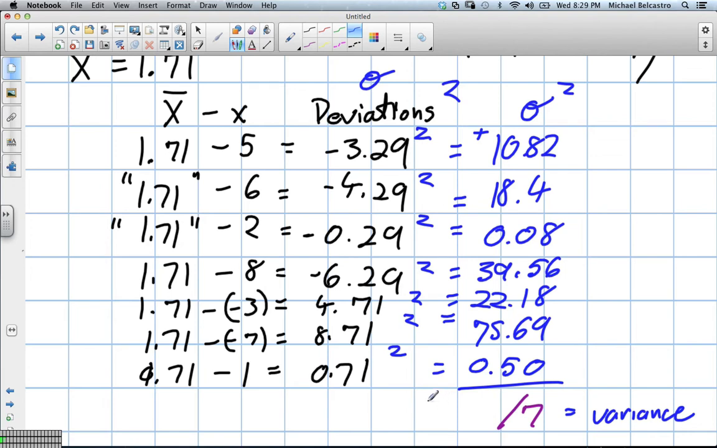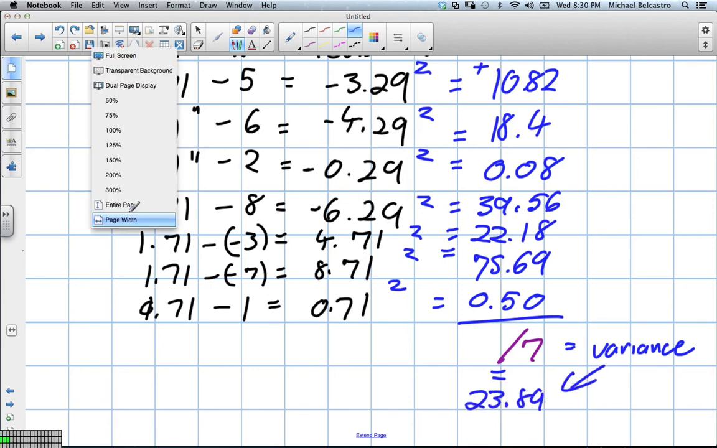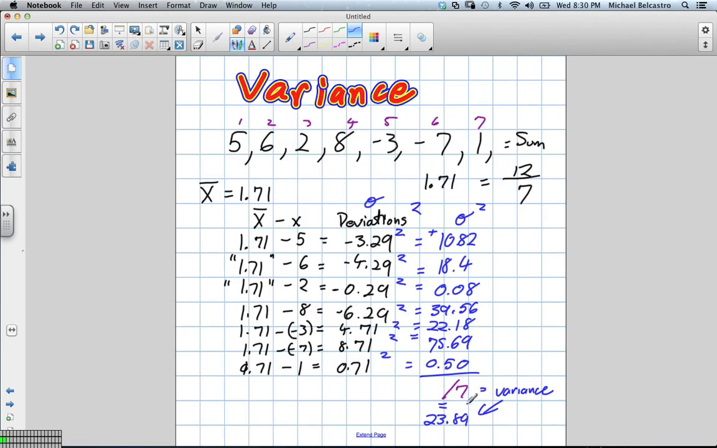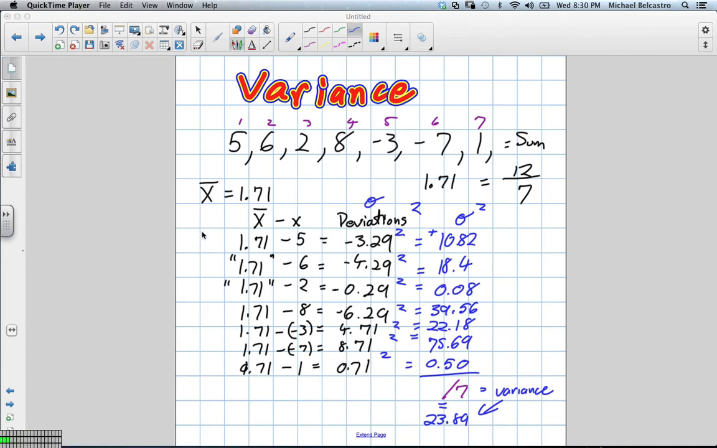$23.89. Is that the variance, or is that all of them added together? Variance. Oh, that's it. So you already divided by 7. Yeah. Okay. So you divided by 7, and you got, say it again? 23.89. Okay? So this is our variance in the end. So that's how we calculate the variance of something. It's a longer process, but it's pretty straightforward once you get the hang of it.